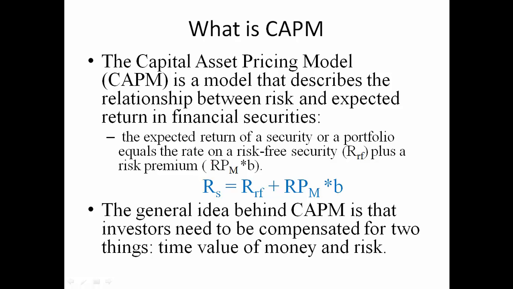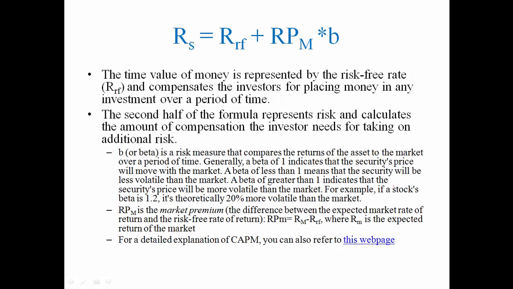So first, the CAPM model. What is CAPM? The capital asset pricing model is a model that describes the relationship between risk and expected return in financial securities, such as a stock. The expected return of a security or a portfolio equals the return on a risk-free security plus a risk premium. The general idea behind CAPM is that investors need to be compensated for two things: time value of money and risk. The time value of money is represented by the risk-free rate and compensates investors for placing money in any investment over a period of time.